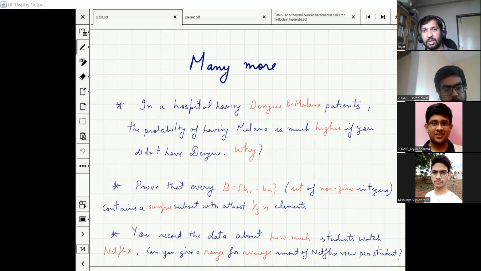Okay, and you will see that many of these questions, like if you look at the second question, don't even have anything to do with probability. It seems like a simple counting argument or something like that, but we will see that the techniques we develop from probability are actually helpful in answering questions which have no relation to probability.